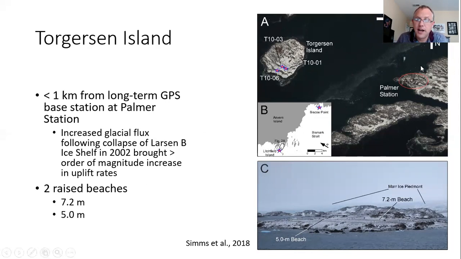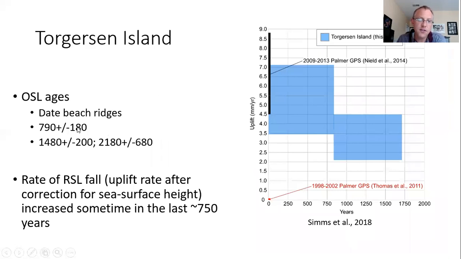So on Torgersen Island, not more than a kilometer away from the GPS base station, we see two raised beaches, one at 7.2 meters and the other one at 5 meters. We dated these and get ages of about 800 and about 1500 years, weighting for the error when averaging these two ages. And using the modern beach ridge, its elevation at zero, we can come up with uplift rates averaged over a couple hundred years.